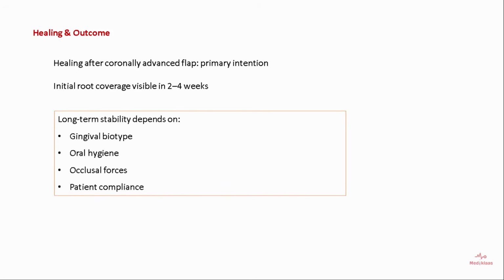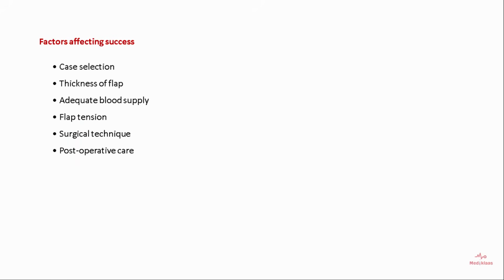Healing outcomes. Healing after coronally advanced flap occurs by primary intention. The initial root coverage is visible in 2 to 4 weeks. Long-term stability depends on the gingival biotype, which should ideally be thick, oral hygiene, occlusal forces, and patient compliance. Factors affecting success involve case selection, thickness of flap, adequate blood supply, flap tension, surgical technique, and post-operative care.